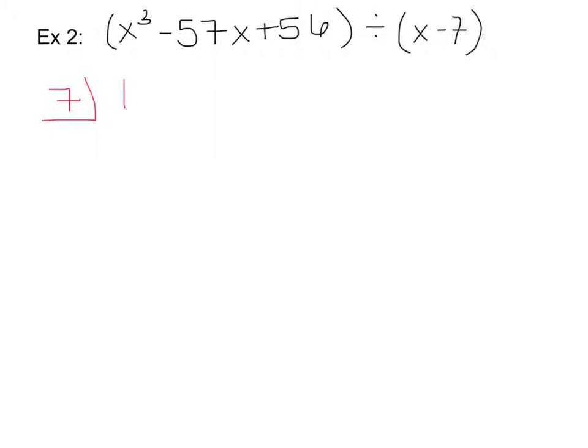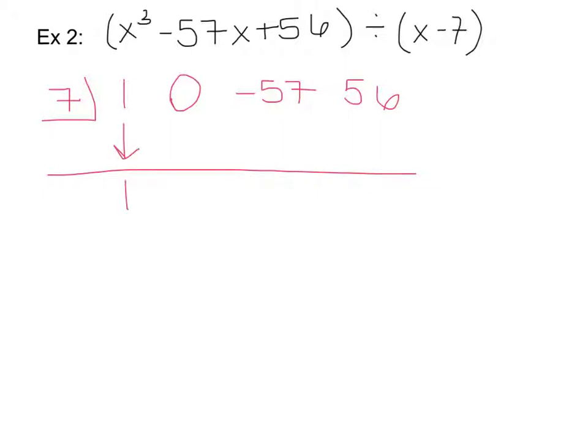There's a 1 in front of x cubed. There is a 0 in front of x squared. Remember yesterday I told you always had to have your placeholders. Then there is a negative 57 in front of the x, and then there's a positive 56. Leave a space, make your line, bring down the first term. 7 times 1 is 7, and 0 plus 7 is 7.